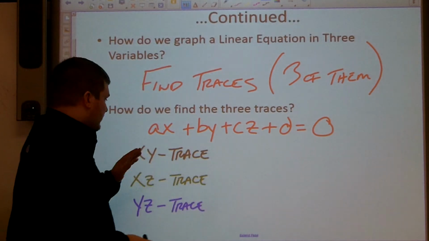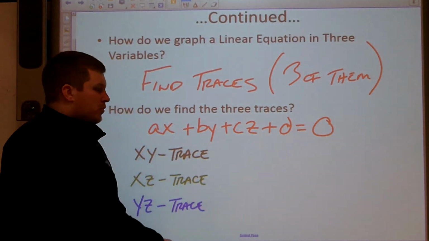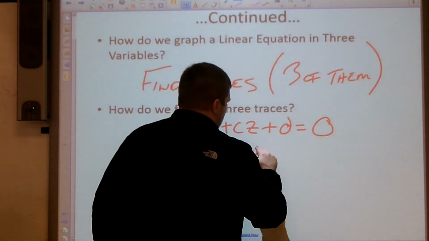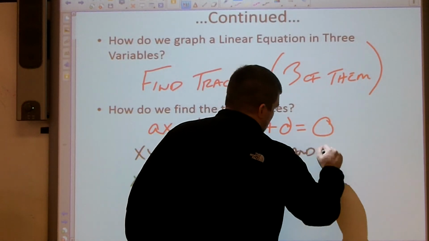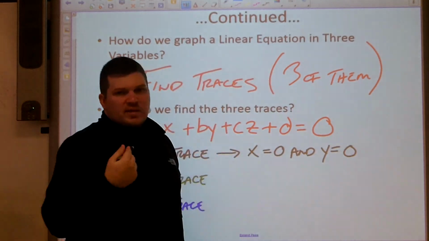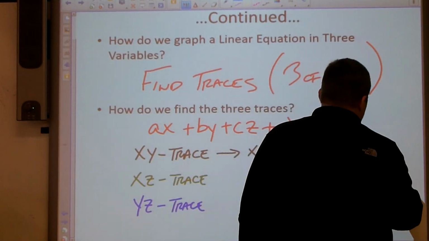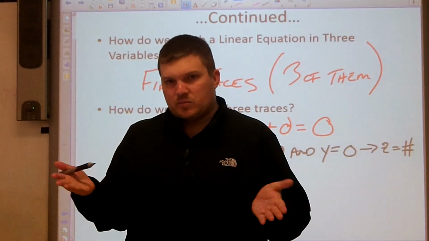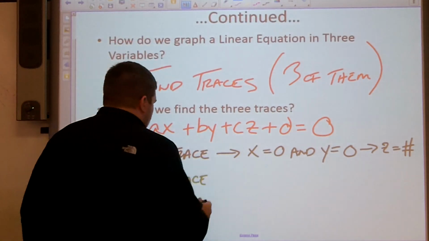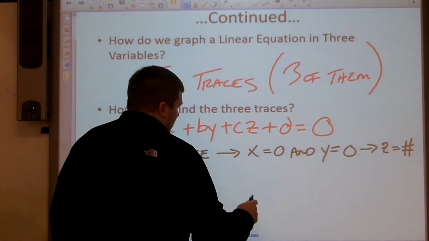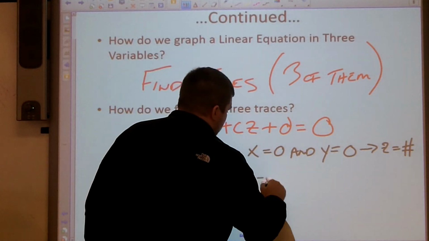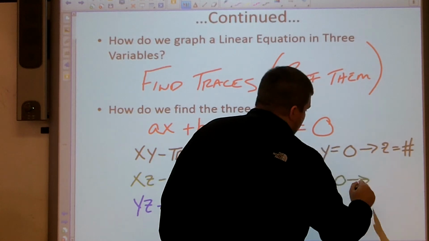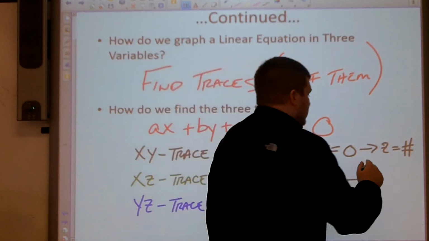To find the XY trace, we're going to let X and Y be 0. That gives us Z as some number. Z is just going to be some number, so that's kind of like our Z-intercept, so to speak. We're going to do the same idea for the XZ trace, but now we're going to let X equal 0 and Z equal 0. So that means Y is going to be just some number.